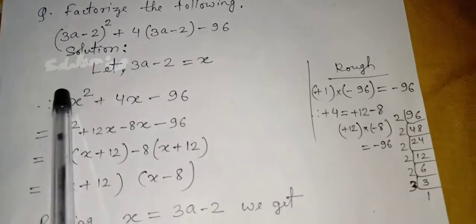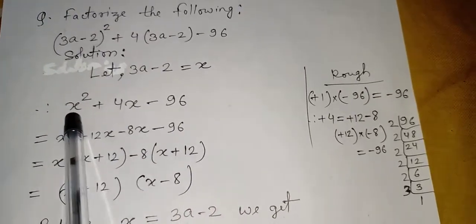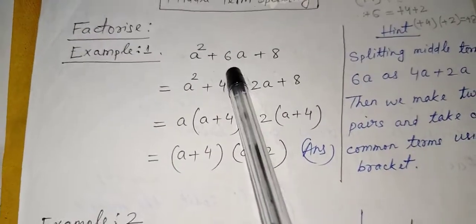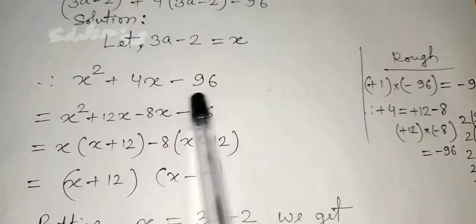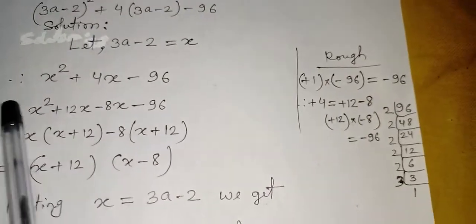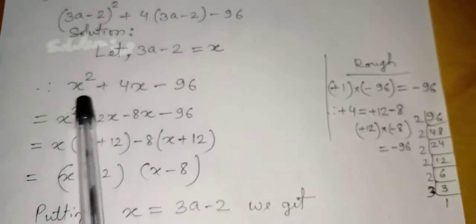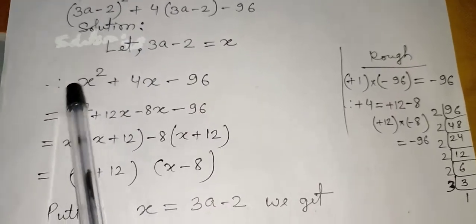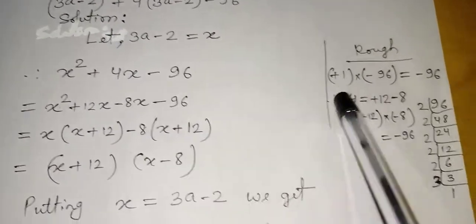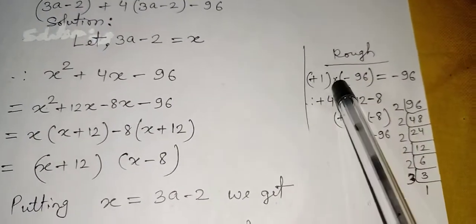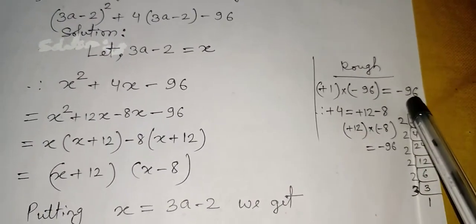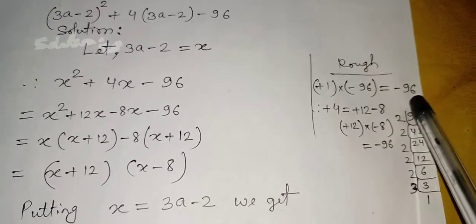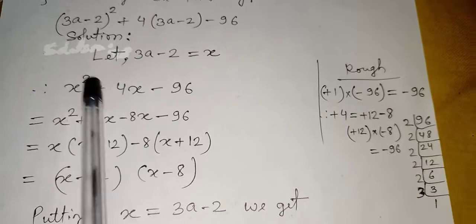Now you see this question, this particular form is the form of middle term splitting. You can compare with yesterday's video also. You see a square plus 6a plus 8. It looks the same now: x square plus 4x minus 96. Now you can do middle term splitting. Yesterday I taught you to take the first number and last number and multiply. Our first number is plus 1 and our last number is minus 96. After multiplying, plus into minus is minus, that is minus 96. Now the middle number is plus 4.